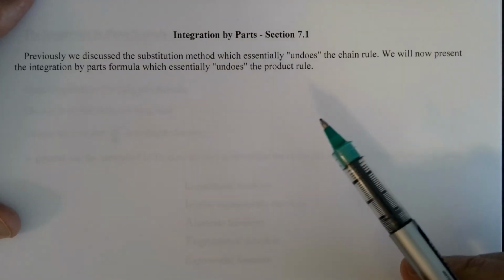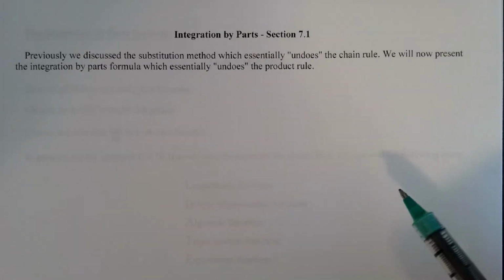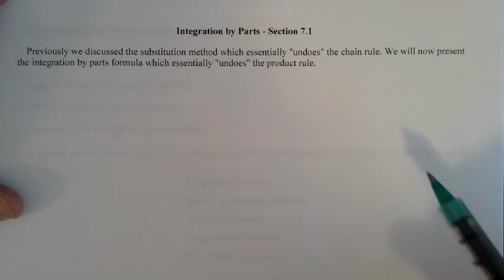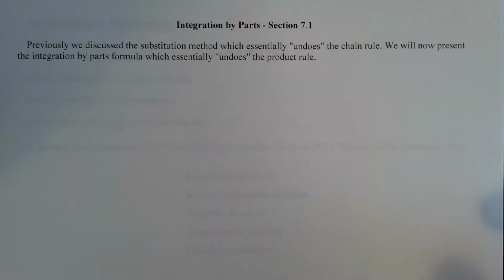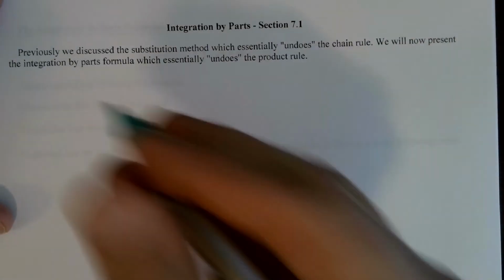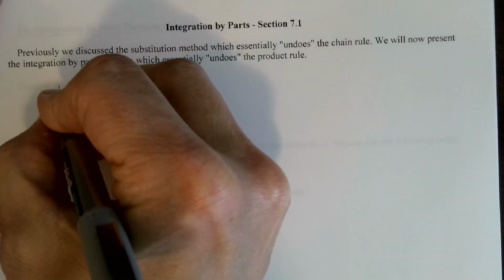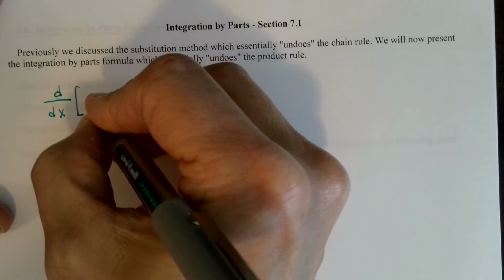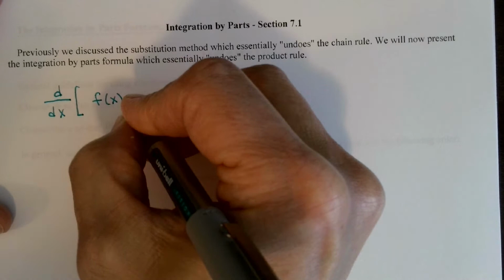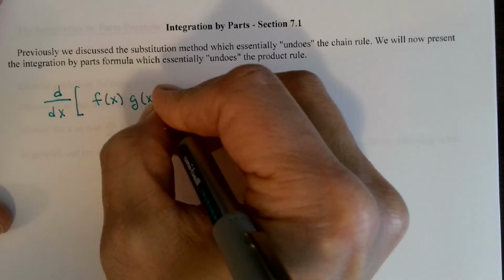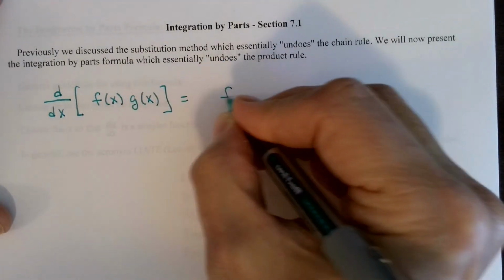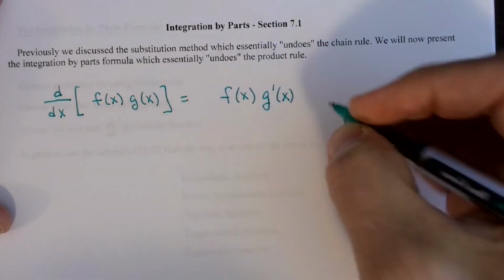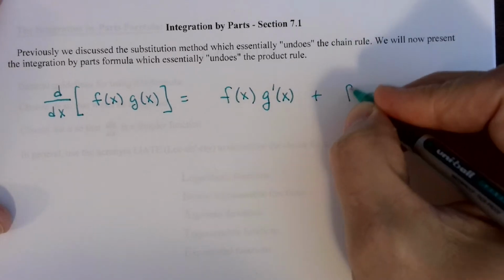We've previously discussed the substitution method, which essentially undoes the chain rule. We're now going to look at something known as integration by parts, which really comes from the product rule and sort of undoes the product rule in a sense. If you remember the product rule from Calc 1, from first semester calculus, we have a derivative of a product of two differentiable functions. So what is that going to be? Hope you remember, you take the derivative of one function and multiply it times the other, and vice versa.